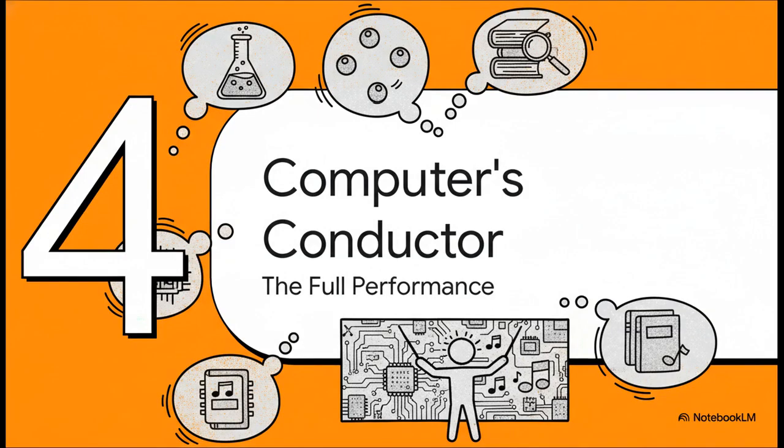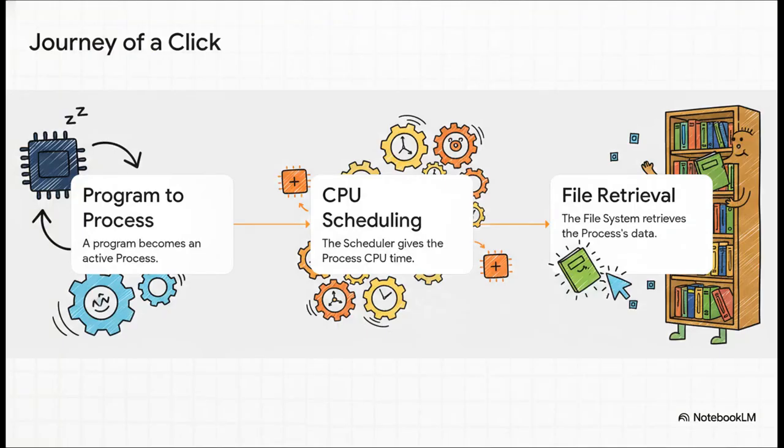So, we've seen the OS as an alchemist, a juggler, and a librarian. Let's bring all these pieces back together and take a look at the full performance conducted by your amazing operating system. So this is it. This is the incredible journey of every single click. First, a dormant program is awakened into an active process. Then, the scheduler juggles dozens of other processes to give yours a slice of CPU time. And finally, the file system acts like a lightning-fast librarian to instantly retrieve the exact data that process needs. And it all happens seamlessly in the blink of an eye.